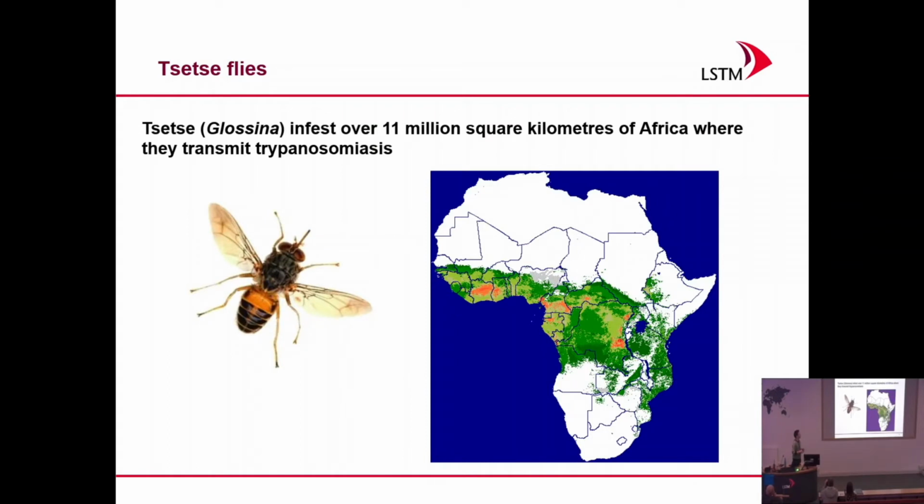And tsetse flies, which I'm sure you're all familiar with, infest a huge area of sub-Saharan Africa. The tsetse belt covers over 11 million square kilometers, stretching all the way from the west across to the east of the continent.